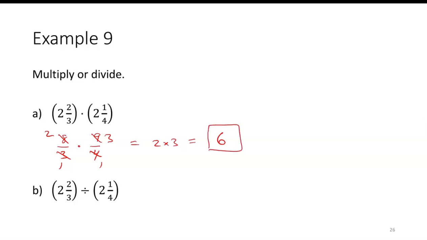If I want to divide, well, they're still the same fractions. So it's 8 thirds divided by 9 fourths. This would be the same thing as saying 8 thirds times 4 ninths. So 32 over 27.